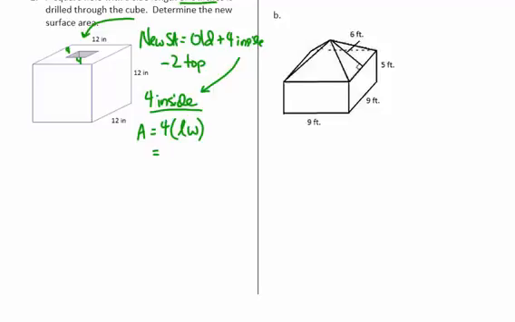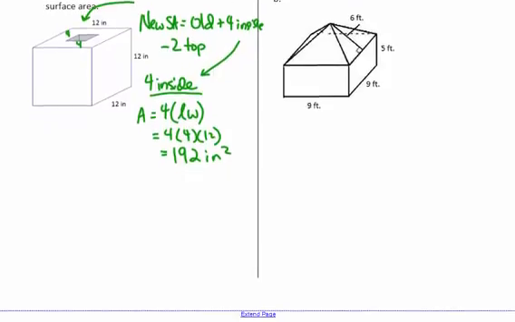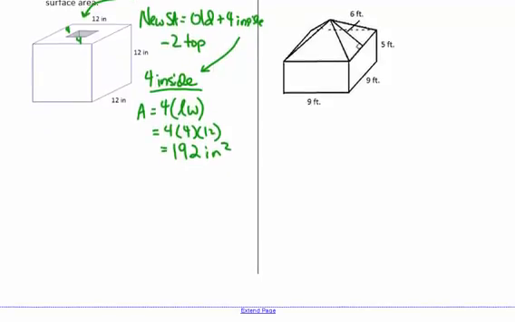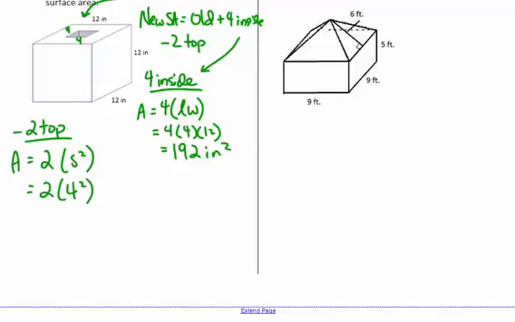The inside rectangle is 4 by 12, which will give us 192 inches squared that are new. And then the top and bottom of this though is no longer there, so we're going to subtract that off. And those are just 2 squares that are 4 by 4, which would give us an area of 32 inches squared.